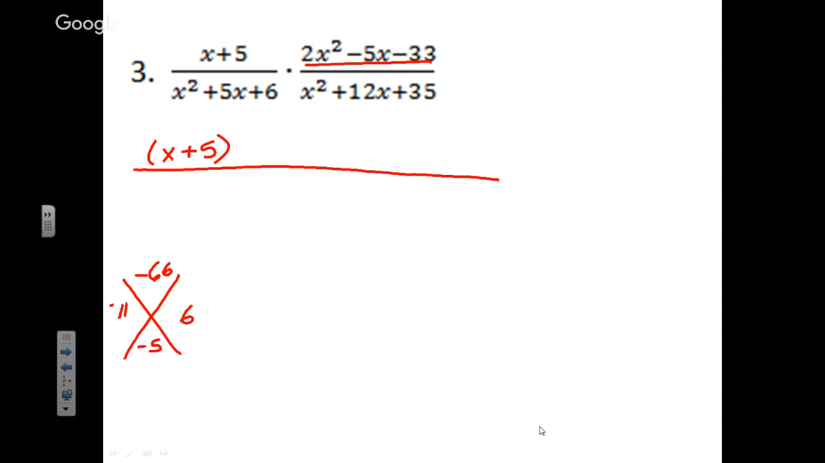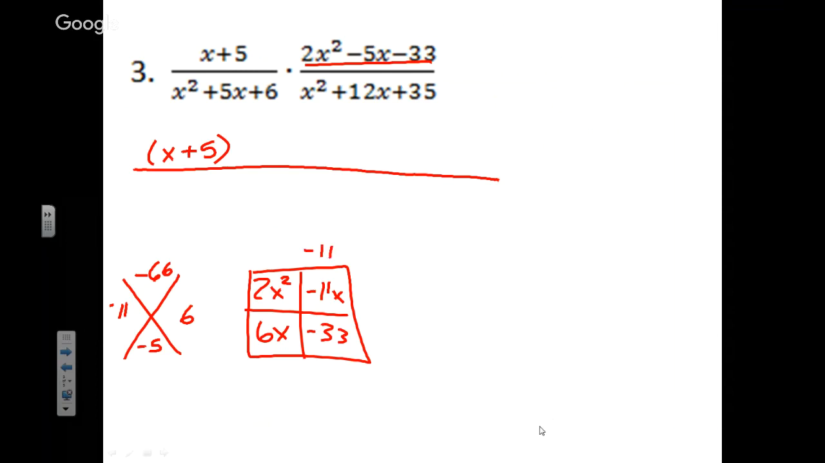So then I make my box. I have 2x squared, negative 11x, 6x, negative 33, negative 11, 2x, x, 3. Okay. So that top thing there became a 2x minus 11 and an x plus 3. Okay, and now I'm going to factor this one here.